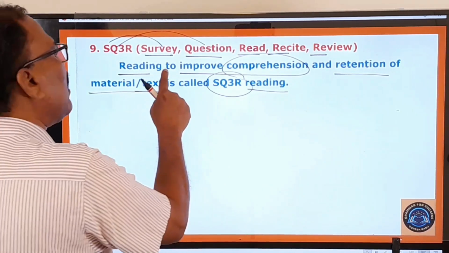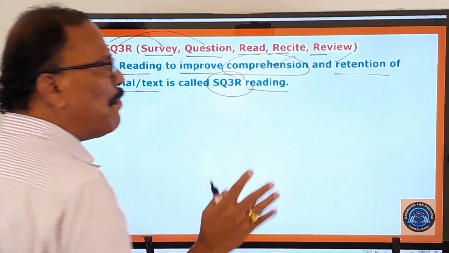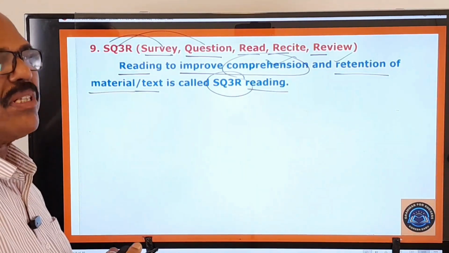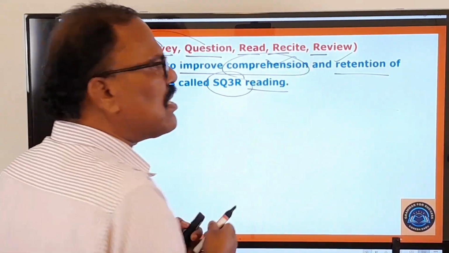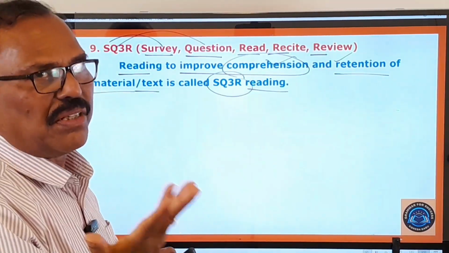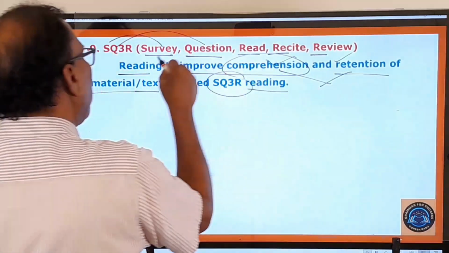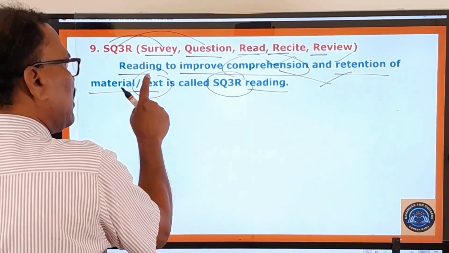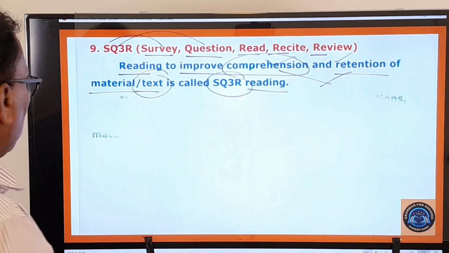So what is SQ3R reading? It means reading some text to improve comprehension and retention. Comprehension, you know very well, means understanding the subject. And retention means keeping all that matter in mind. That is called retention. So for these two purposes, if you read any text, that reading is called SQ3R reading. That's all.